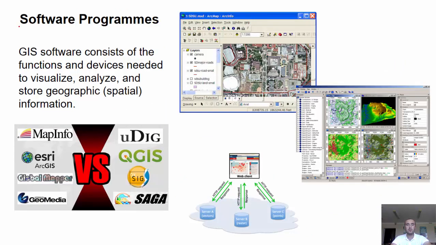There are lots of different kinds of software programs that belong to geographical information systems. GIS software consists of the functions and devices needed to visualize, analyze, and store geographic spatial information. For example, MapInfo is a software program related to GIS, as are ArcGIS, Global Mapper, GeoMedia, and QGIS.